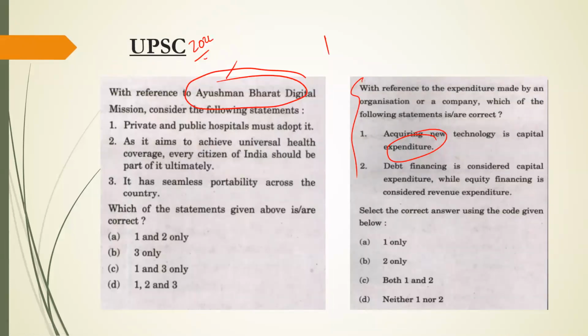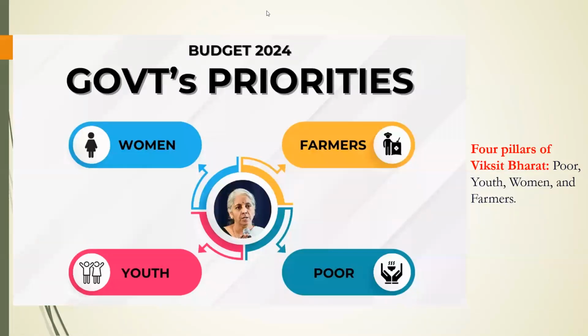Fine. Now, which areas will we focus on? There are many schemes for the decade, right? So which scheme should we focus upon? We will focus upon those schemes which have been specifically highlighted by the government of India in its interim budget. For example, the budget has clearly laid down that there are four major pillars that the government is focusing on for Viksit Bharat, right? One is related to women, one is related to farmers, for youth, for poor. These are the four major pillars that the government is focusing on.